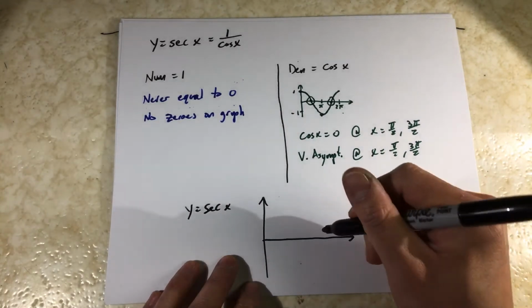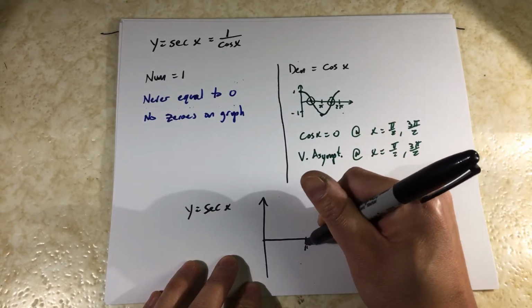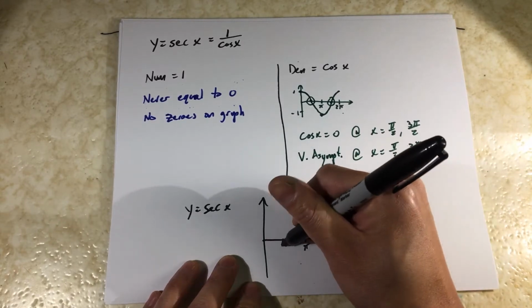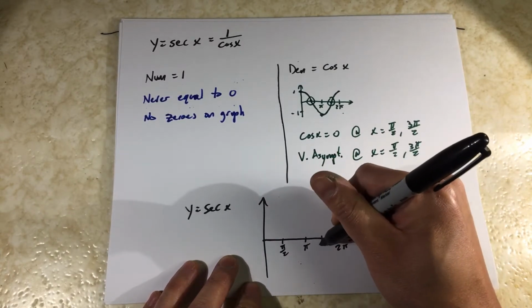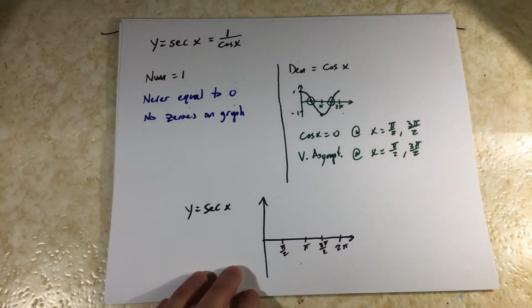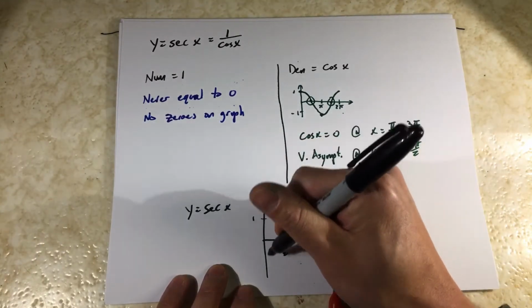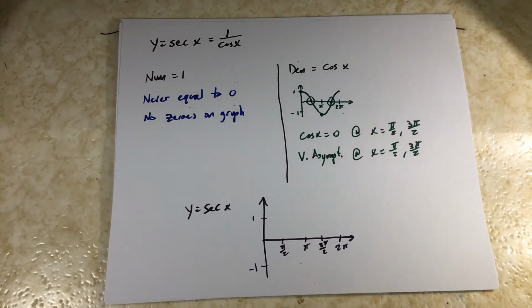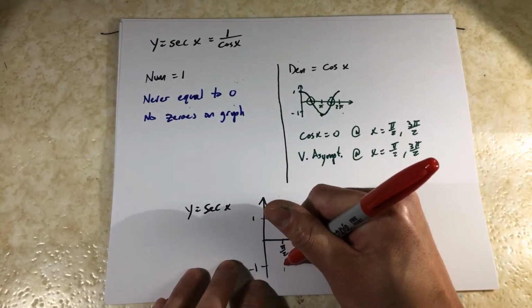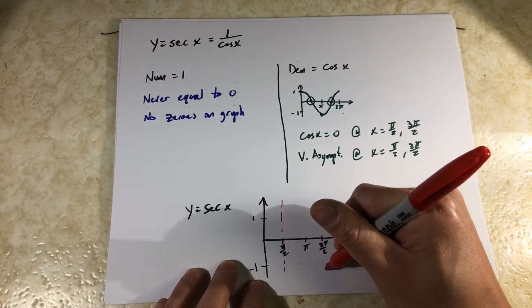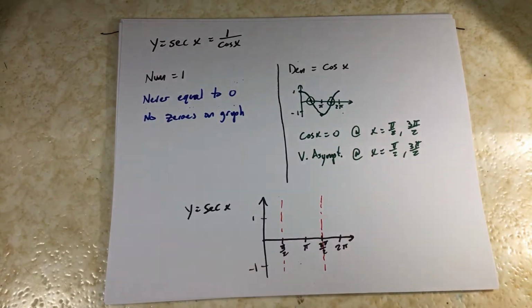Okay, so pi, 2 pi, pi over 2, 3 pi over 2. Okay, so our vertical asymptote, here I'll also put 1 and negative 1, that's going to be important here. So our vertical asymptotes are pi over 2 and 3 pi over 2.